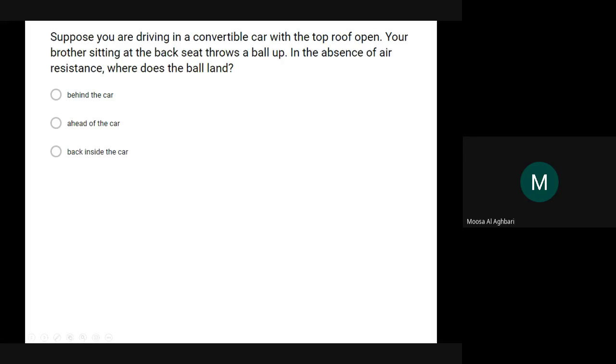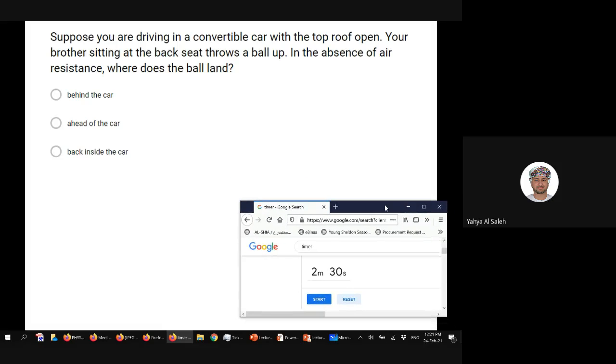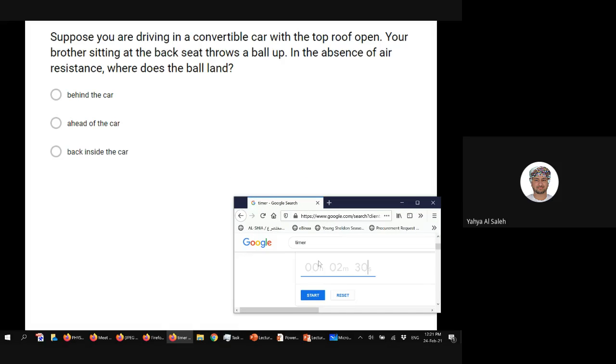Ahead of the car. Back inside the car. So I have put the poll up on Moodle. This is a very, very simple question, so I'll give you just 1 minute for it. Someone said behind, someone said ahead. I see a few people are voting back inside the car, so I'm really interested to see what the result of this vote would be.